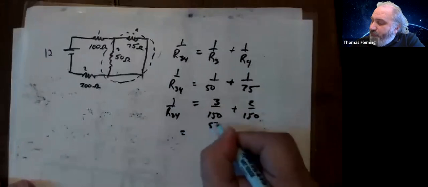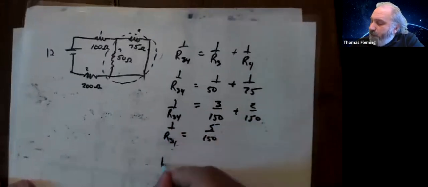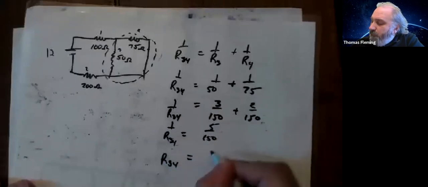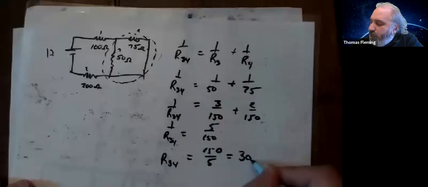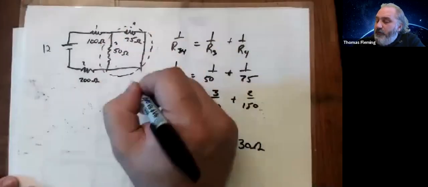Which is 5 over 150. And 150 over 5 is exactly 30 ohms.